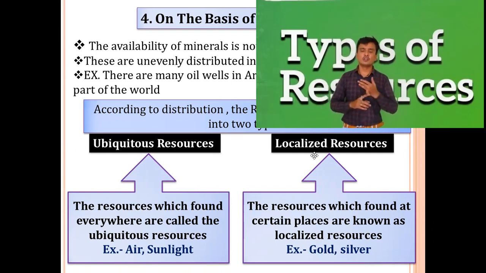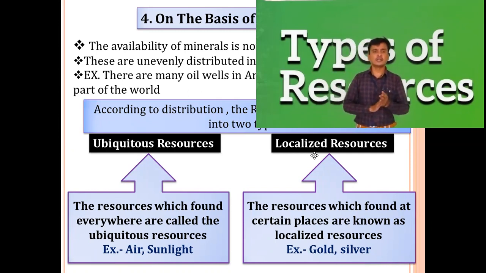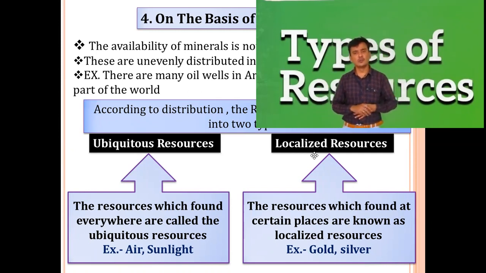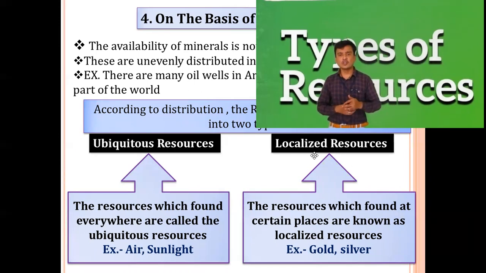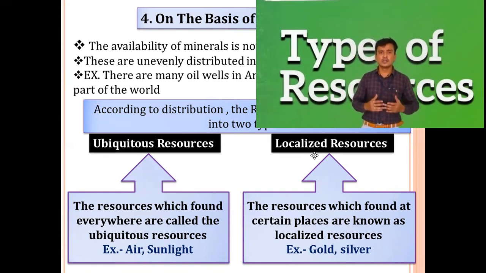Okay, students, so these are the types of natural resources. On the basis of origin: biotic and abiotic. On the basis of ability: potential and actual. On the basis of distribution: ubiquitous and localized. On the basis of renewability: renewable and non-renewable resources.